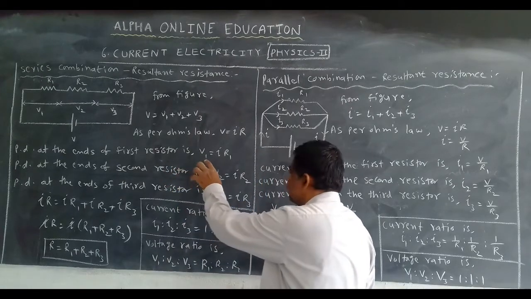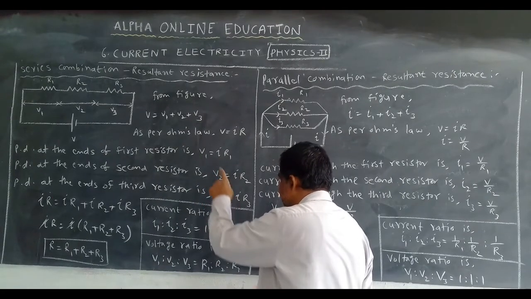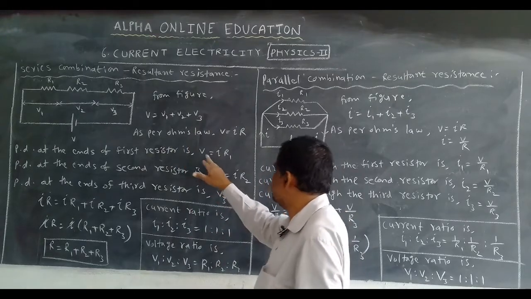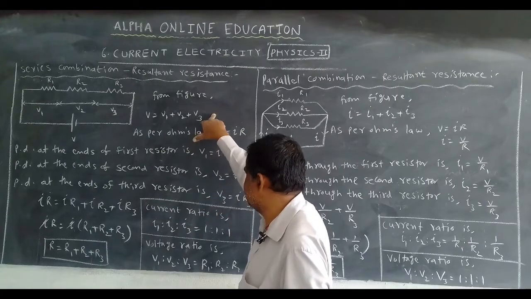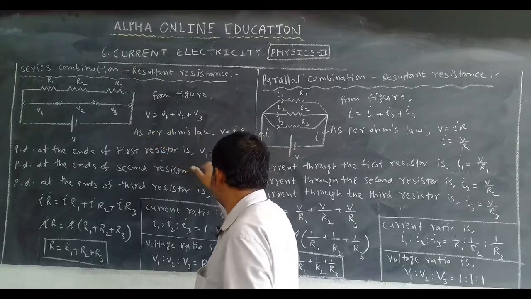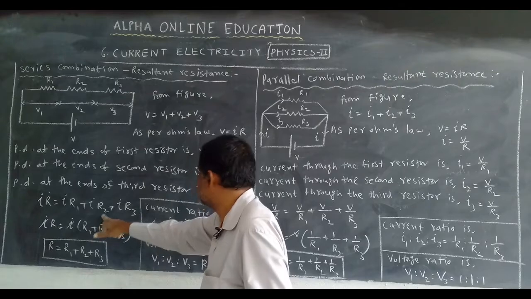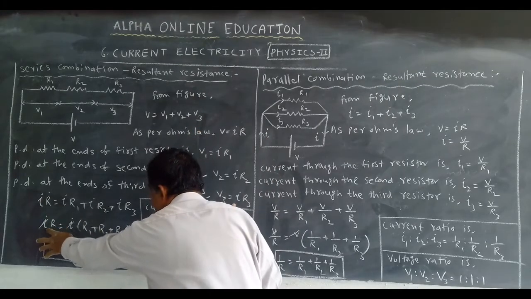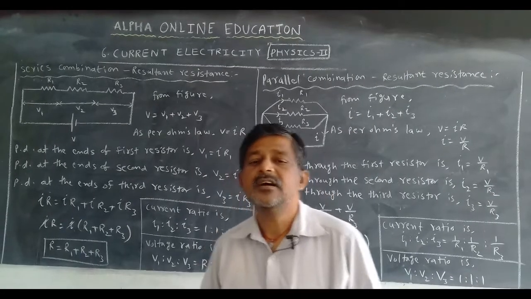It means in the first resistor, second resistor, third resistor, current is same but potential difference is not same. Now you substitute V1, V2, V3 in this equation. So what is V? V is equal to IR. What is V1? I into R1. What is V2? I into R2. What is V3? I into R3. Which is common? I is common. I cancels. R is equal to R1 plus R2 plus R3.